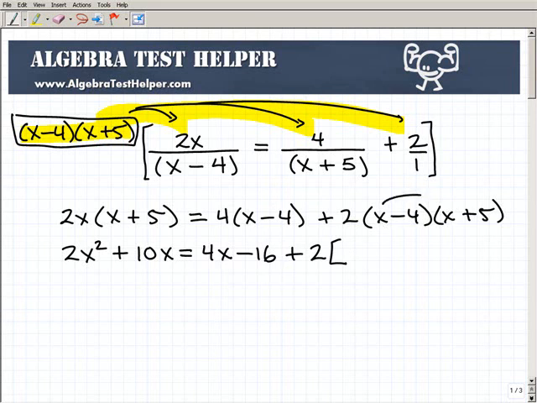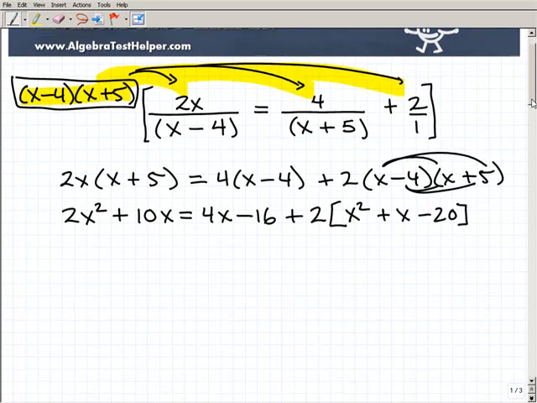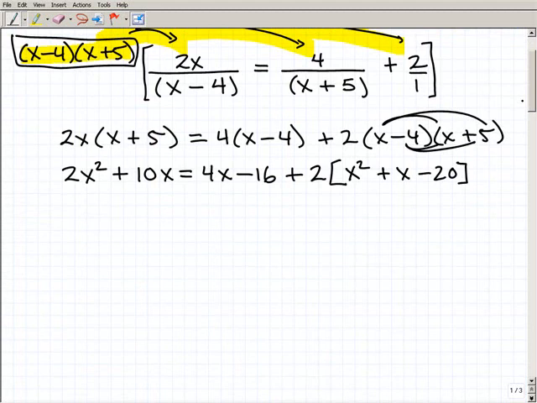And let's just do the FOIL method here real quick. So this would be x squared. I'll have a negative 4x and a positive 5x, so that would be plus x. And negative 4 times 5 is negative 20. Okay, so moving right along, and notice how I'm showing all my steps. That's exactly how you want to do it on your homework, tests, or quizzes.